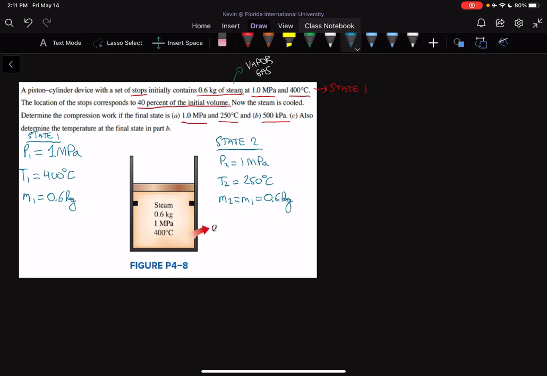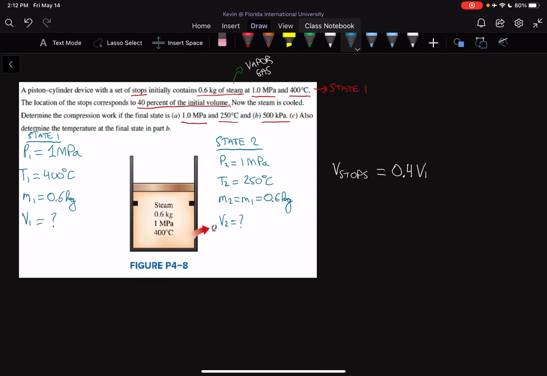And we're told one more piece of information. We're told that the volume at the stops is equal to 40% of the initial volume. So the volume at the stops is equal to 0.4 times V1. So we don't know what V1 is. Let's just write V1 here, and we don't know what it is. And we also don't know V2 in this case. So we have to try and find V1 and V2, and we'll see why in a second.